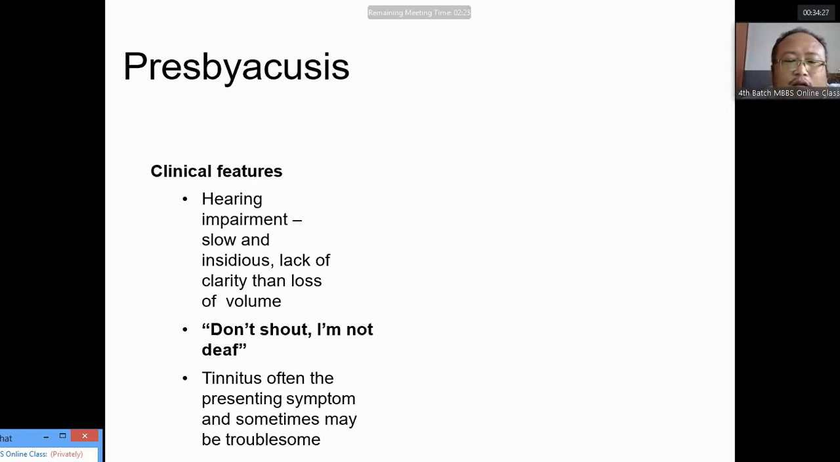If we raise the volume of the voice, the patient says, not to shout, I'm not that deaf. That might be a problem. Tinnitus might be there, or it might be an initial symptom of presbyacusis.